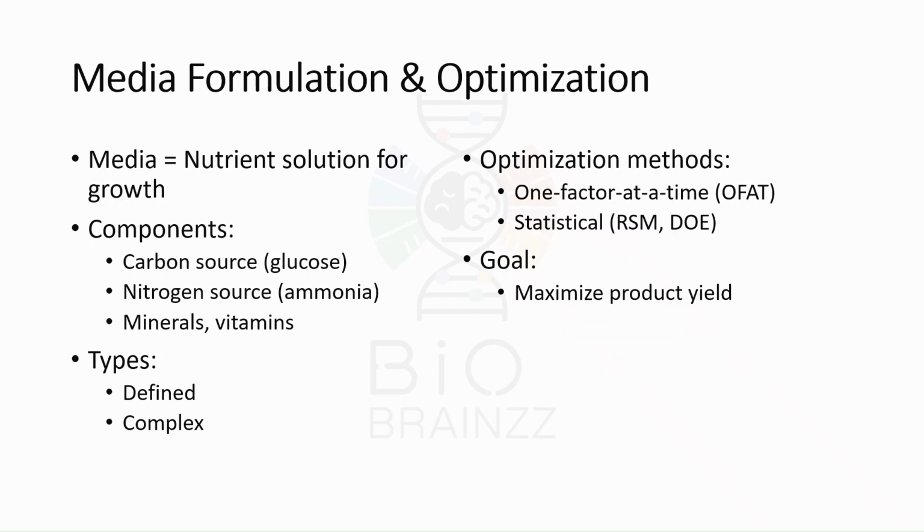Media formulation and optimization. Media is the nutrient solution used for growing microorganisms. It contains carbon sources like glucose, nitrogen sources like ammonia, and other nutrients like minerals and vitamins. There are two types of media, defined and complex. To improve production, media optimization is done using methods like OFAT and advanced techniques like DOE and RSM to get maximum yield.